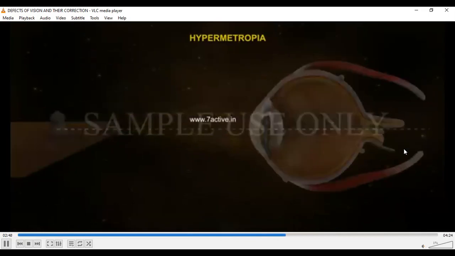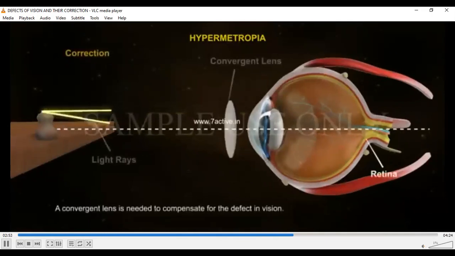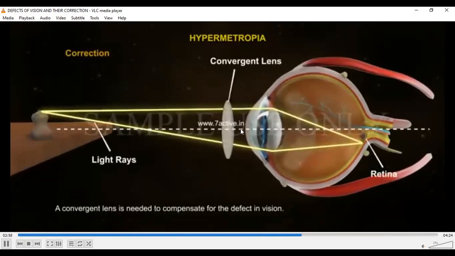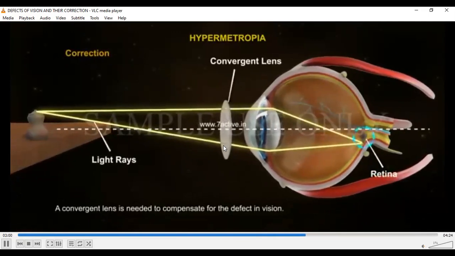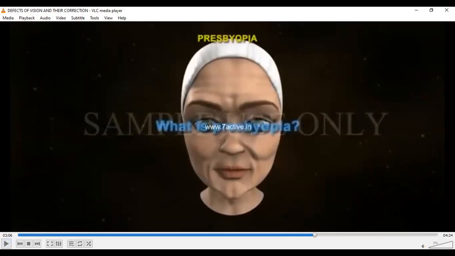We are unable to see near objects clearly. So in order to correct it, we have to reduce the focal length so the image forms on the retina. A convergent convex lens is used, so it converges first, then again it converges, and that is how we are able to see. So this is about the defects of vision and the ray diagram, and the two main defects of human vision. Obviously there are more, but for our SLOs we are going to do these two defects.